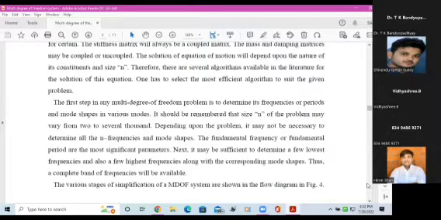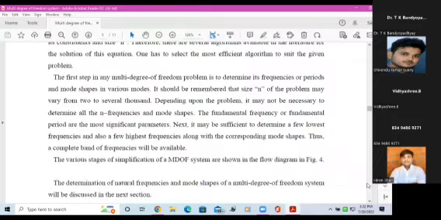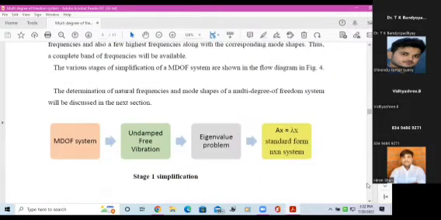Now, the determination of natural frequency and mode shapes of a multi-degree system will be discussed in the next section. The various stages of simplification of a multi-degree system are shown in the flow diagram, as I'm going to show you just now. So we try to simplify our multi-degree freedom system in this manner.